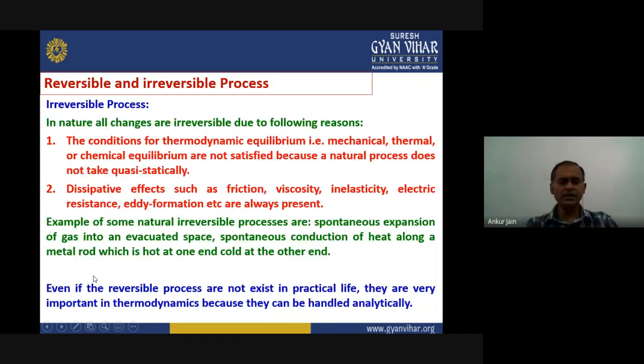Okay. Then let us go to the irreversible process. It is just the opposite of a reversible process. And actually, in nature, if we look at any process, all the processes are irreversible. Why is this so? There are two reasons. The first one is the condition for thermodynamic equilibrium. That means mechanical, thermal, or chemical equilibrium cannot be satisfied, because any natural or spontaneous process does not happen quasi-statically. It cannot happen infinitesimally. So that's why it is irreversible.